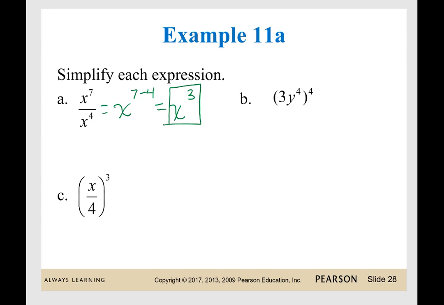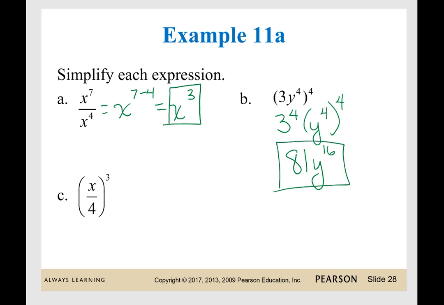Hopefully you said the power of a product rule. Everybody's going to get a power. The 3 is going to get the 4th power. The y to the 4th is going to get the 4th power. 3 to the 4th power is 81. And y to the 4th, remember, keep the base, multiply those exponents. So there's my answer, 81 y to the 16th.